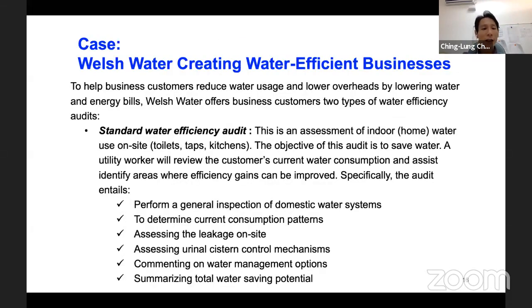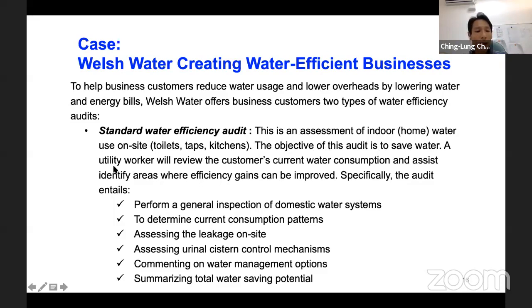Okay, this is another case, for the water efficient business. This company tries to help business customers reduce water usage and lower overhead by lowering water and energy bills. This company offers business customers two types of water efficiency audit. The first one is a standard water efficiency audit. This is an assessment of indoor water use on site. On site means at home. The objective of this audit is to save water.